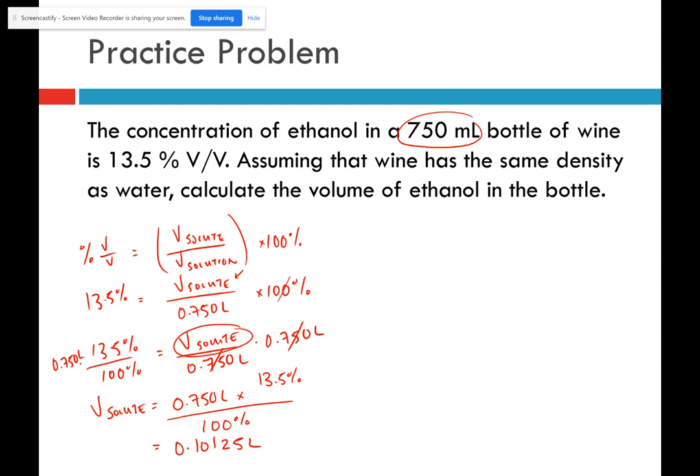Okay, but if I look at my question, this has 3 sig figs, and this also has 3 sig figs. So I'm going to report this to 0.101 liters. Okay, so what that's saying is in a 750 milliliter bottle of wine, 101 milliliters or 0.101 liters is ethanol, okay, if it's 13.5%.